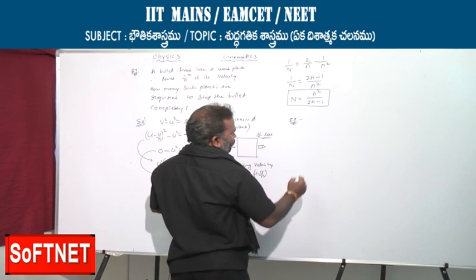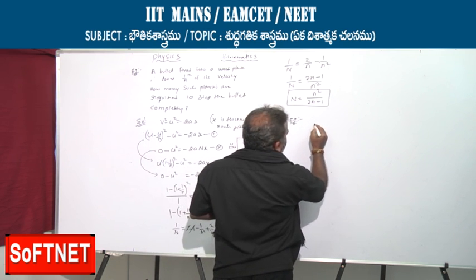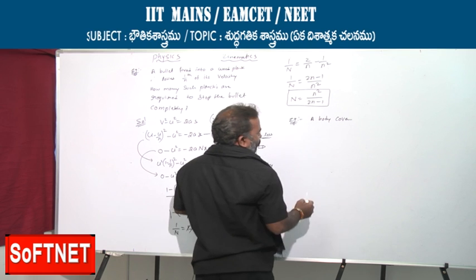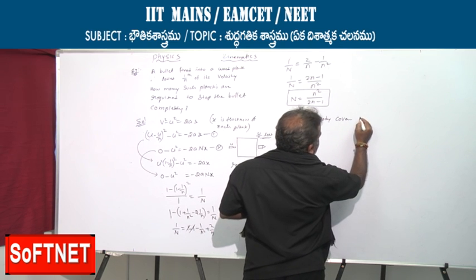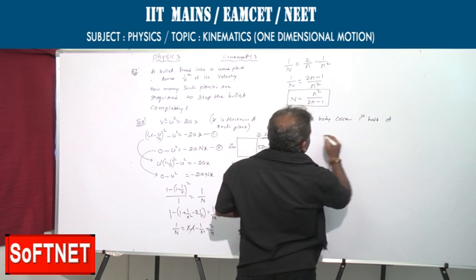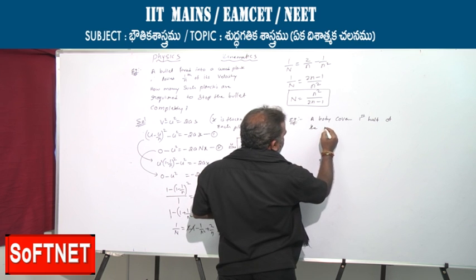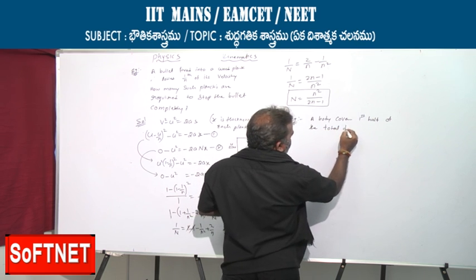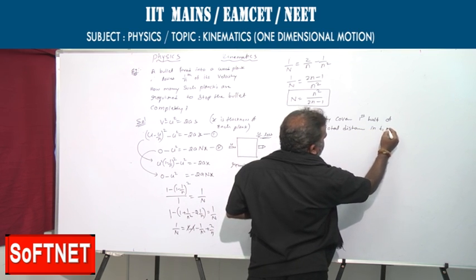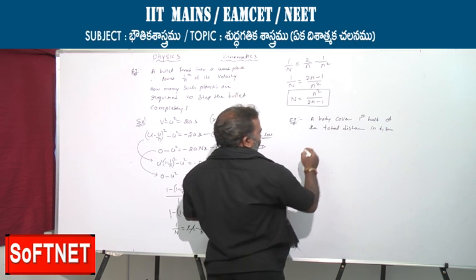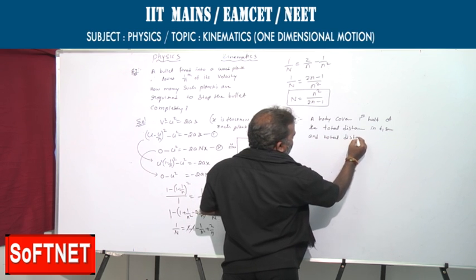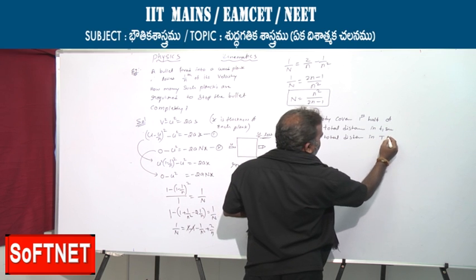Example: a body covers first half of the total distance in t1 seconds and the total distance in capital T seconds.